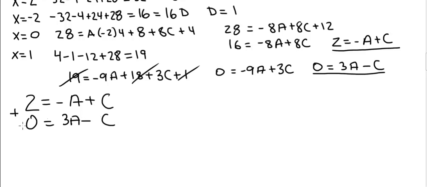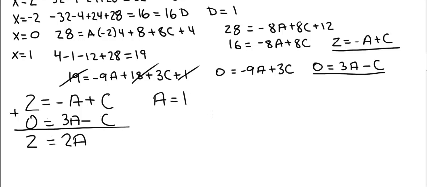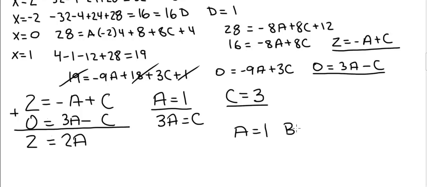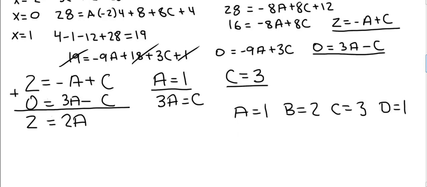Let's add these two. We have left hand side is 2. On the right we have 2a. The c's cancel. That gives us a equals 1. And plugging that into either equation, the second equation really says that 3a is equal to c. When a equals 1, c is equal to 3. So we have all four constants. A is equal to 1, b is equal to 2, c is equal to 3, and d is equal to 1.